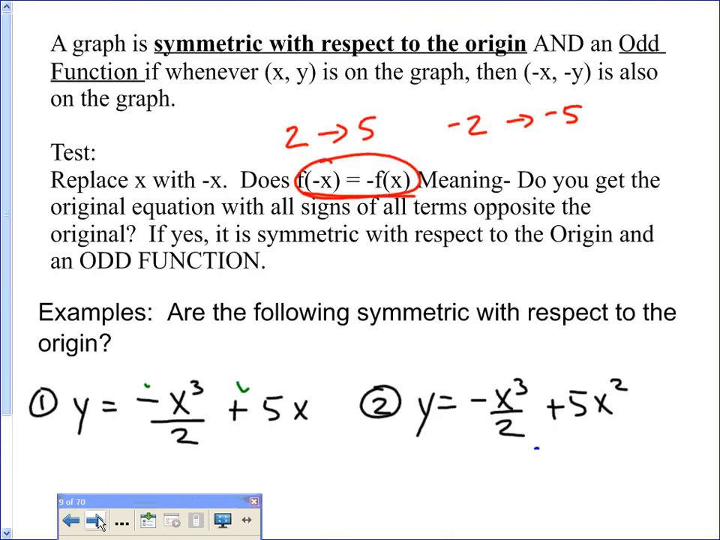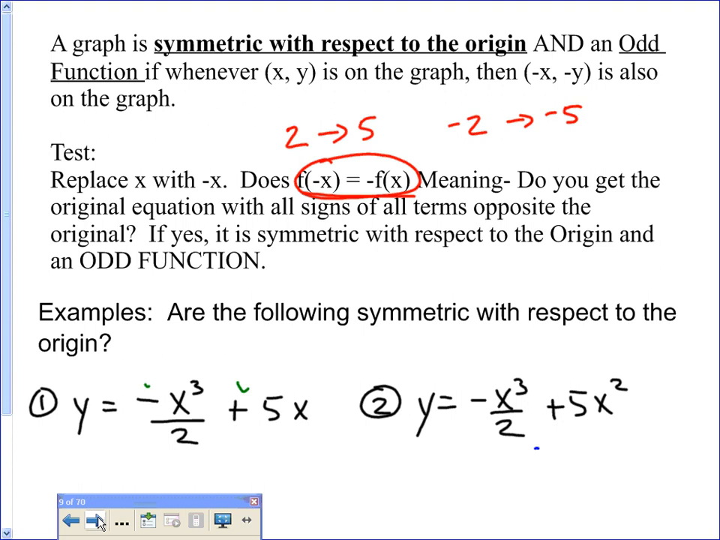And then our last example is symmetry with respect to the origin, and this is also called an odd function. That's when you take the point (x, y) on the graph, then the point (-x, -y) is also on the graph. So what that means is what I have written here: if you have f(-x), then that's going to produce -f(x).